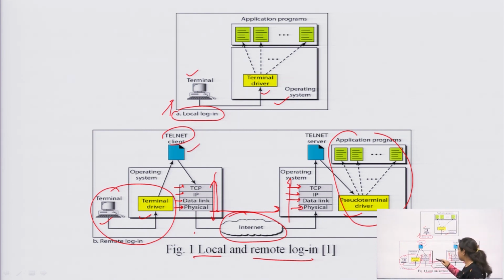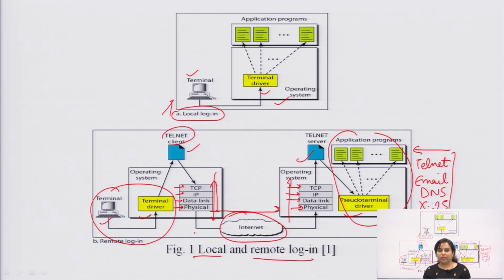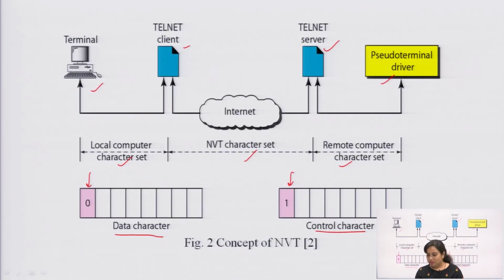This is the telnet client and this is the telnet server, that is the application program. So, there are different applications that can be accessed at this 7th layer, like telnet, email, DNS, or X.25. So, these are the different models or applications which are going to run at the receiver side.